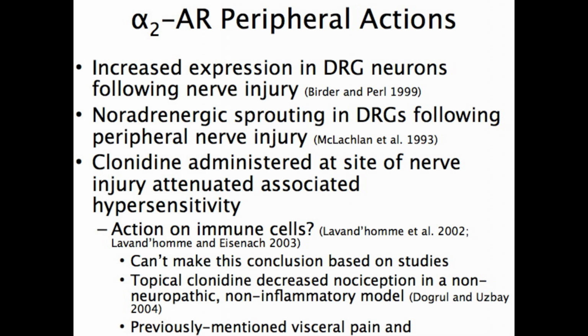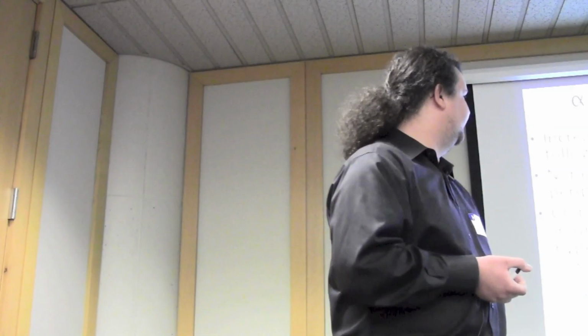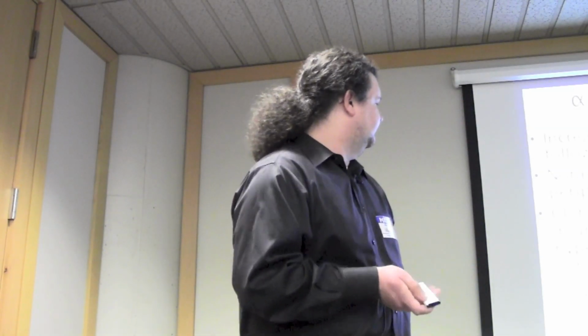Most of the known effects are central, as I said, reducing the amount of sympathetic outflow. But they have been shown to have some peripheral actions as well, which is important for our study since we're studying peripheral sensitization. They've been shown to have increased expression in the peripheral neurons following a nerve injury. And clonidine administered peripherally can have an effect even if it doesn't go systemic.